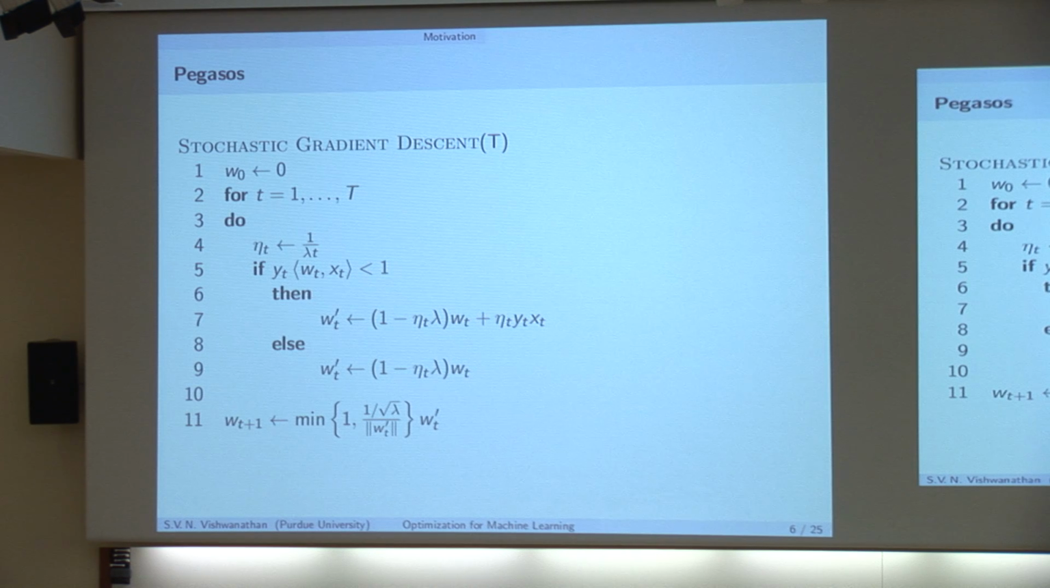The setting you should keep in mind for this algorithm is that you take one data point at a time. You do a simple check using your current weight vector, and based on what that check returns, you do either one update or another. Clear? I'm just assuming that you're going from t equals 1 to T, and xt is the point that you see at time t. Yes, T is the number of samples.